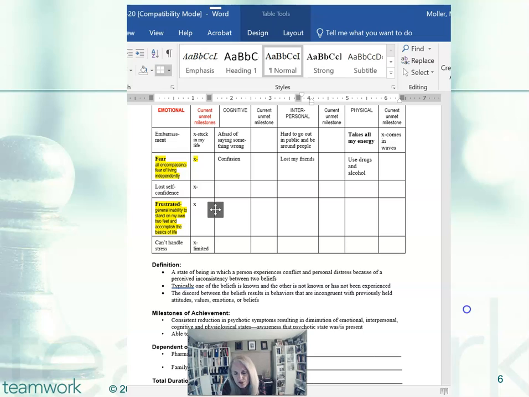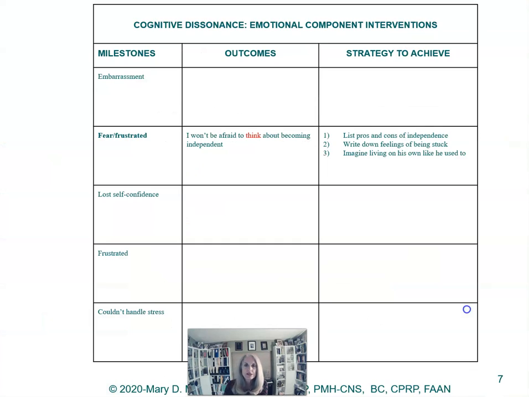But he had a very, very serious, long-standing IV addiction. And like I said, he's through the addiction. He's worked his way through. He's actually even off Suboxone, but stuck. So you mark with an X on this what is the current unmet milestones. And then you go to the next page, and there is a little treatment guide. Okay? So for him, the main thing we wanted to work on was fear and frustration.